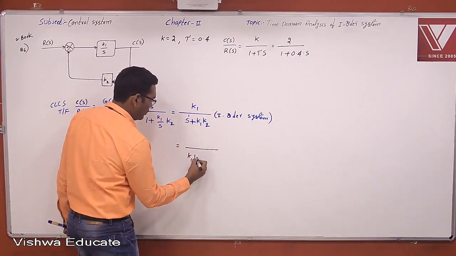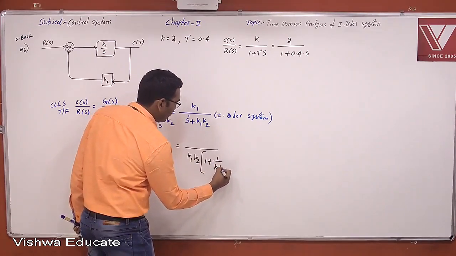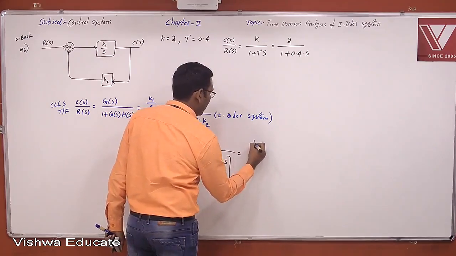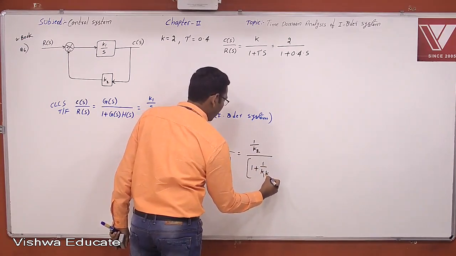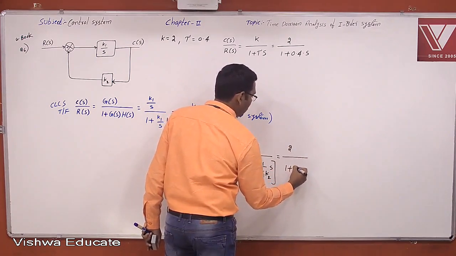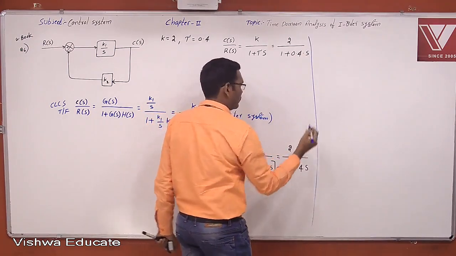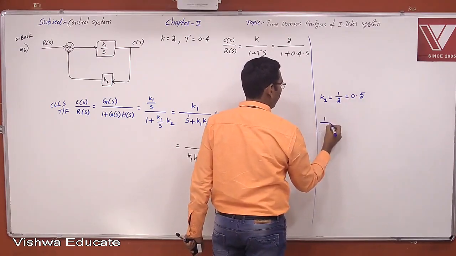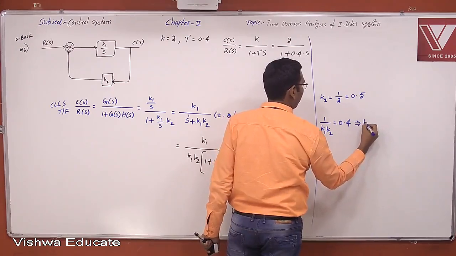So K1 K2, if you take it as common, 1 plus 1 by K1 K2 into S. Now this is K1, then this K1 cancels. So 1 by K2 by 1 plus 1 by K1 K2 into S is equal to 2 by 1 plus 0.4 into S. Now while comparing these two, K2 is equal to 1 by 2, which is equal to 0.5, and 1 by K1 K2 is equal to 0.4, therefore K1 is equal to 5.